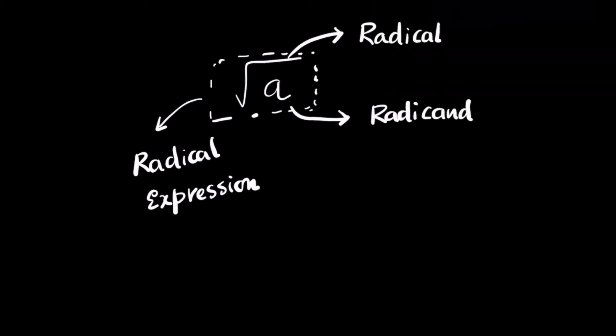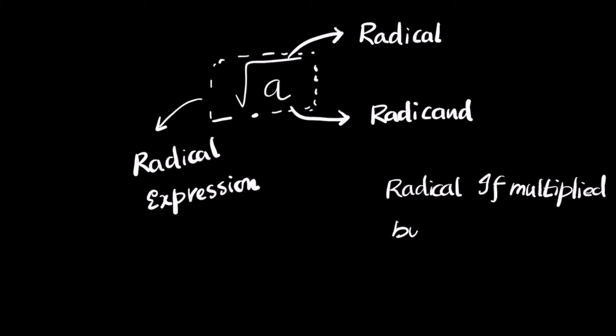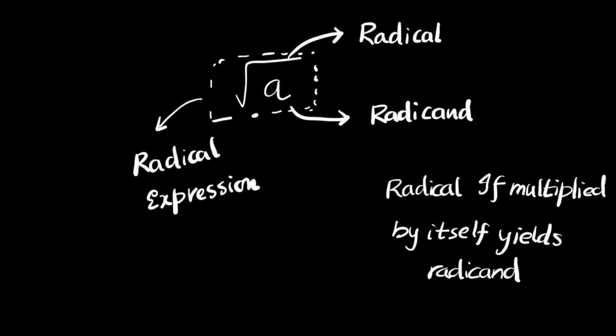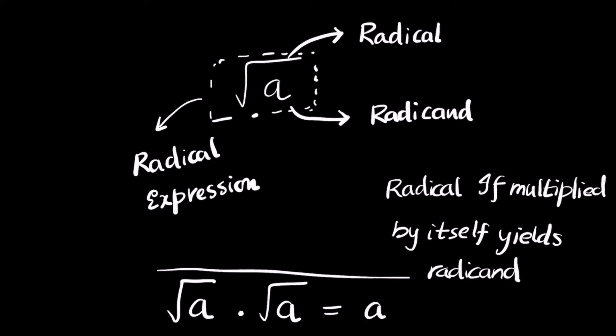Now, why is this important? A radical is defined as a number that, if multiplied by itself, yields the radicand. What does that mean? If I multiply root a times root a, you end up with a.